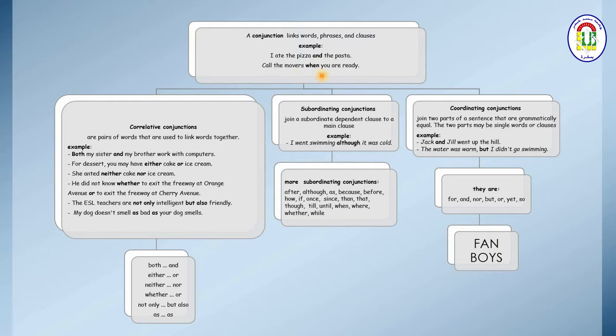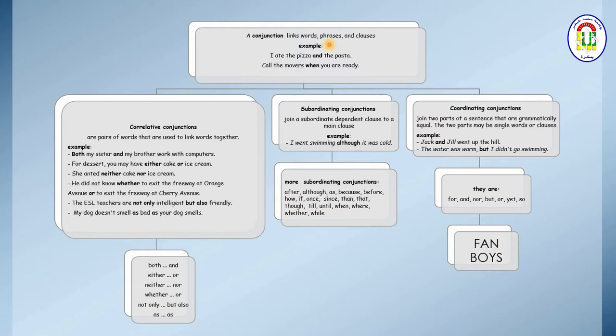Here we have two clauses. This is normally two clauses. We have the main clause and we have a dependent clause. One is dependent on the other. And here we have this connector, or this conjunction, which links between them to show us the time. So this is all about the conjunction.